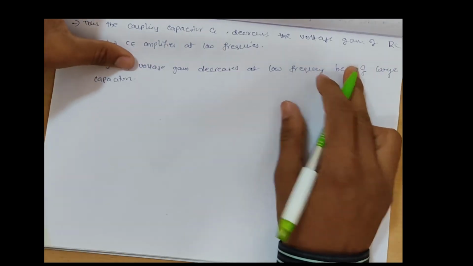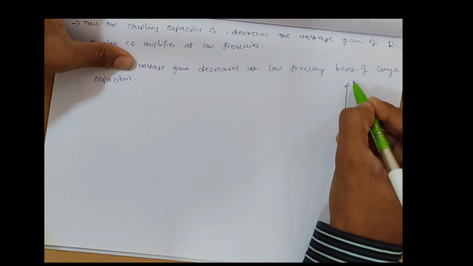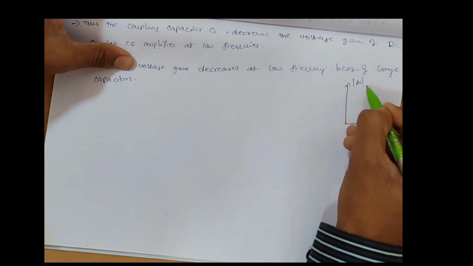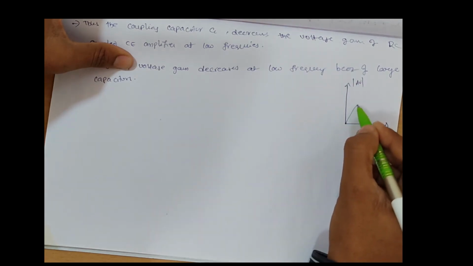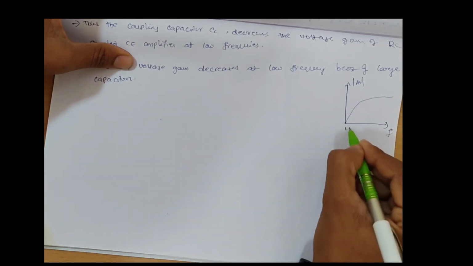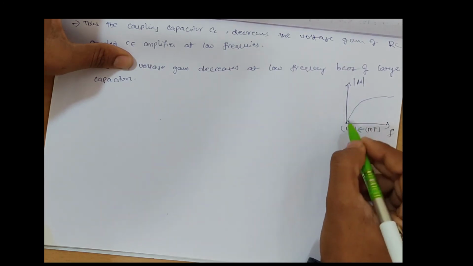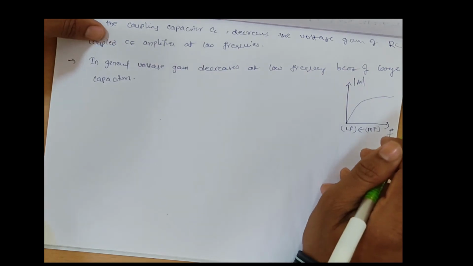So we can draw the graph like this. This is frequency, this is voltage gain. So you will get this kind of output. This is the low frequency region, and this is mid frequency. So when moving from mid frequency to low frequency, the gain decreases.